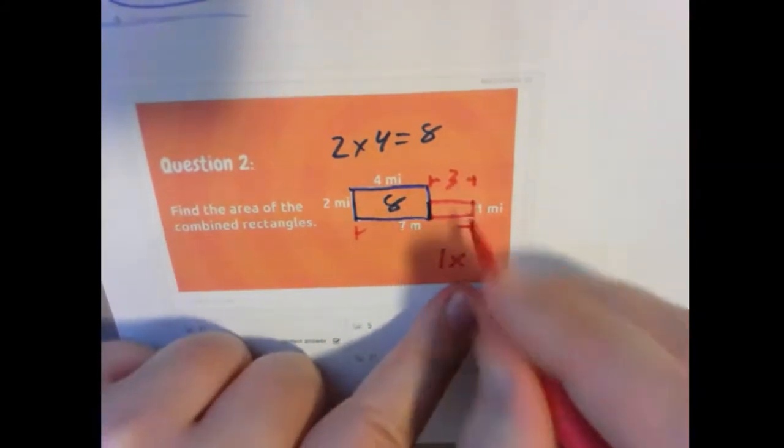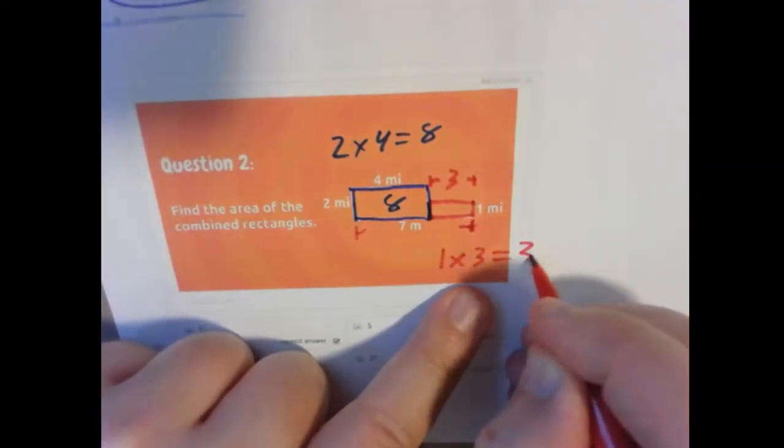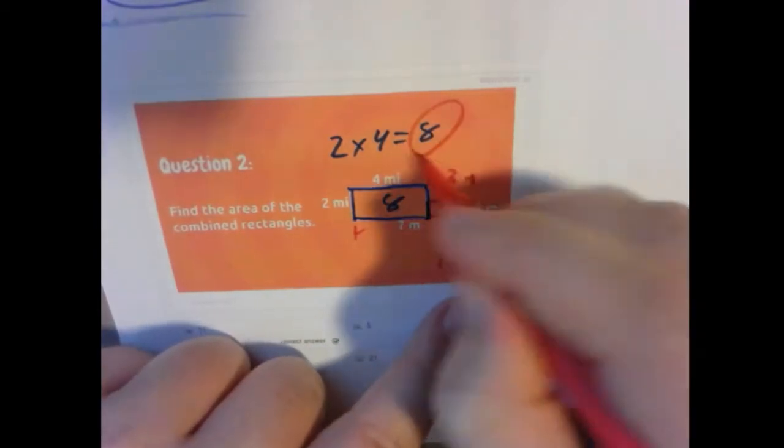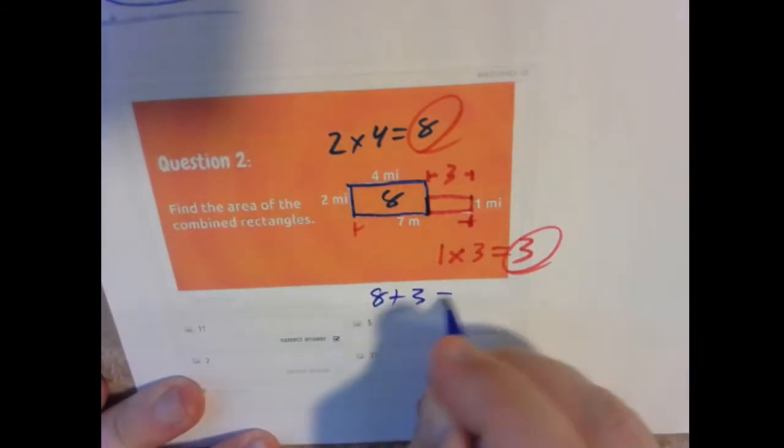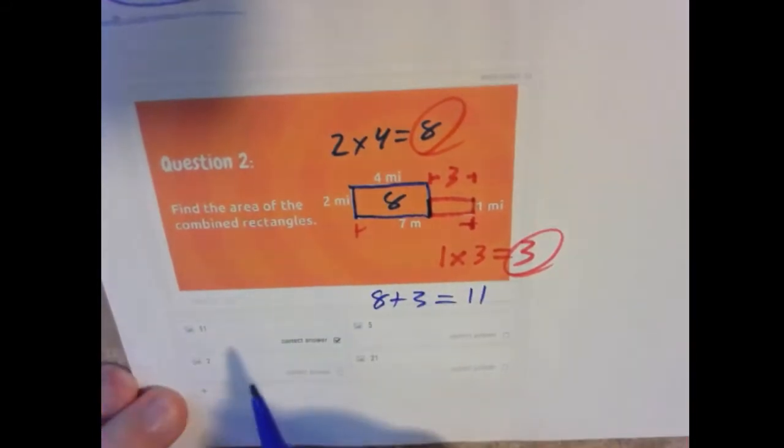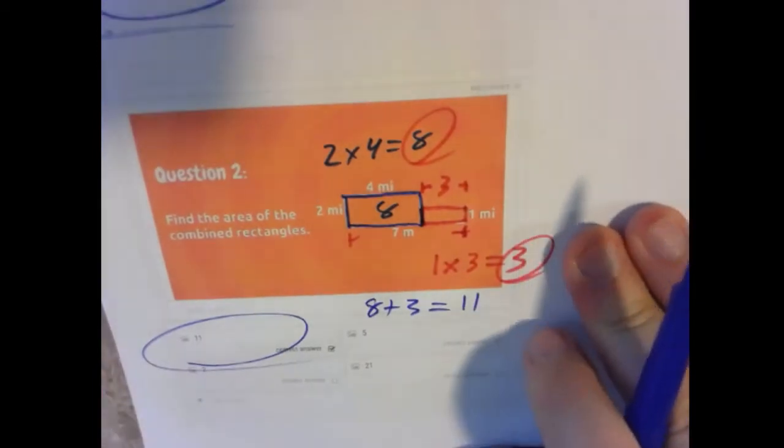Then we do 1 times 3 equals 3, and then we just add those two numbers together. So 8 plus 3 equals 11. Okay, next one.